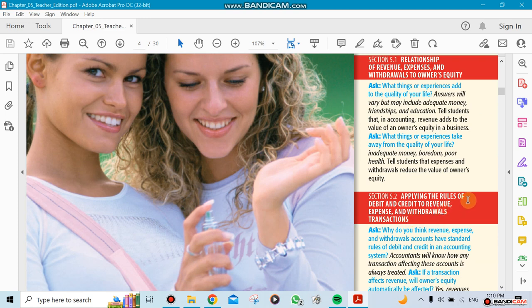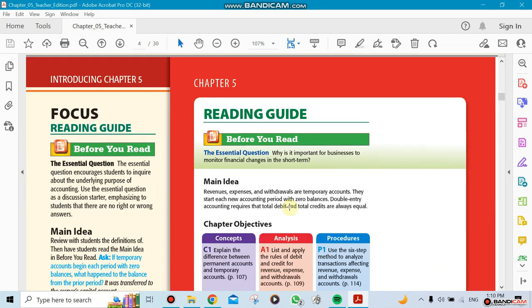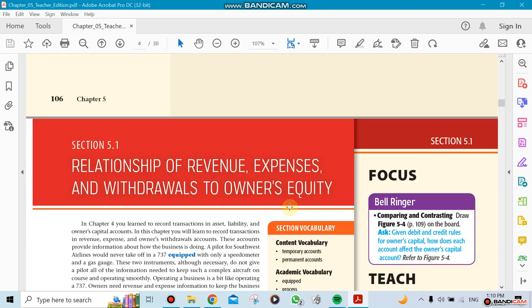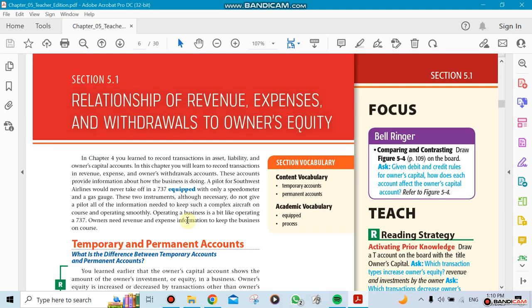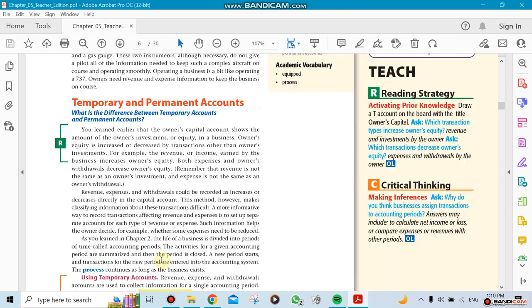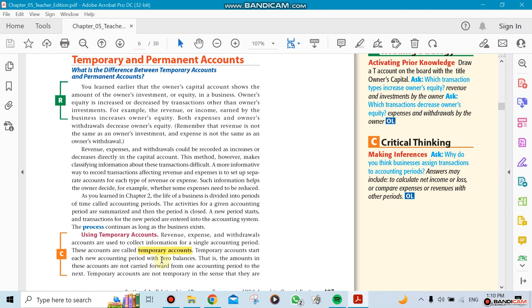And applying the rules. There's a rule of debit and credit for revenue, expense, and withdrawal. Each one of them has its own rule, okay? Some of them will have a matching rule, but each one of them has a rule. So section one is going to be the relation of revenue, expense, and withdrawal to the owner equity. Remember, we mentioned that owner equity has four accounts. The four accounts are capital, which we already mentioned before, and now we're going to be talking about revenue, expense, and withdrawal.